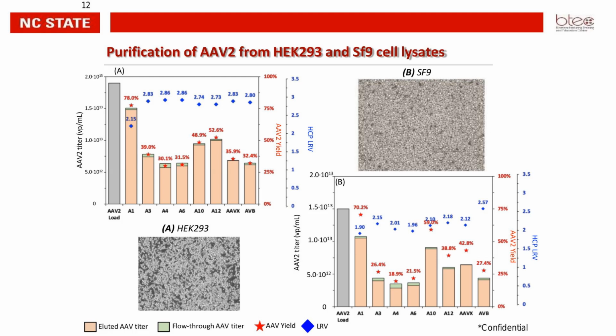You can see that again in red are the step yields, and now in this case the blue numbers are basically the log reduction values for the host cell proteins. And you can see we did a pretty good job even when we are comparing it with the commercially available resins. Similarly, the same was the result for the Sf9 cell culture fluids as well.